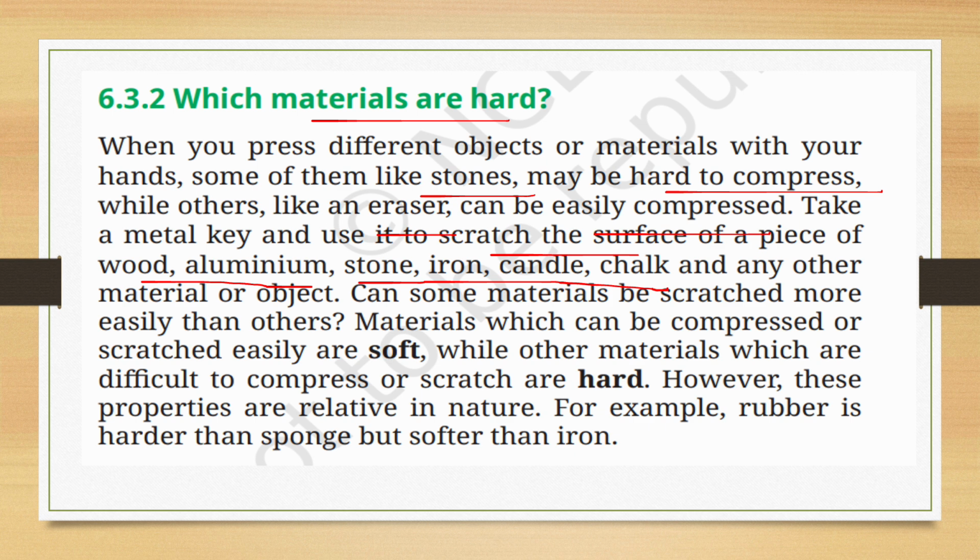So, materials which can be compressed or scratched easily are soft, while other materials which are difficult to compress or scratch are hard. However, these properties are relative in nature. That means, for example, rubber is harder than sponge, but rubber is softer than iron.